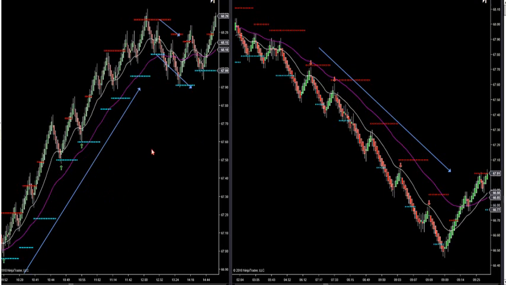Okay? Symmetry is regarded to pullbacks in the market, certain pullbacks in the market that I have programmed in my indicator. It's got to have certain pullbacks in the market, and it cannot break that threshold on a pullback. If it breaks a certain threshold on a pullback, it is broken symmetry, Gene.